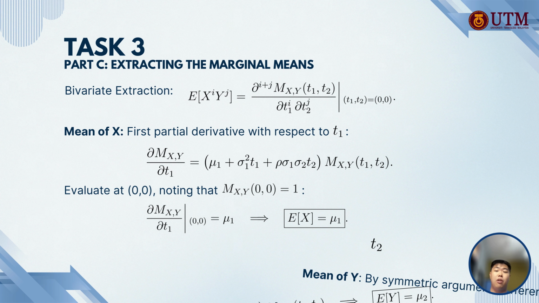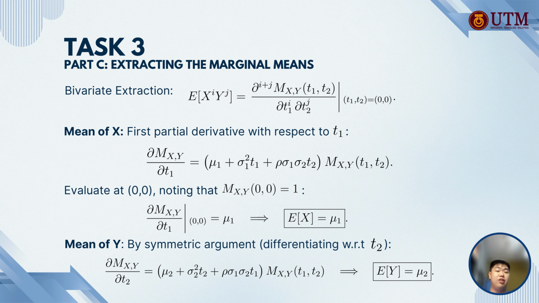In part C, our goal is to extract the individual means and variances from our newly derived joint moment generating function. The general rule for a bivariate MGF is to take the partial derivative. To find the mean of x, we take the first partial derivative with respect to t1. By applying the chain rule, we pull down the t1 coefficient from the exponent. When we evaluate this at t1 equals 0 and t2 equals 0, the t terms vanish and the MGF term becomes 1. We are left perfectly with mu1. By symmetry, differentiating with respect to t2 gives us mu2, which is the mean of y.